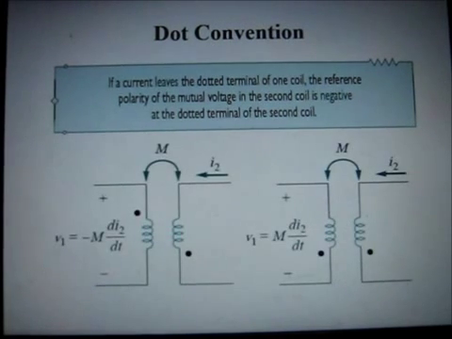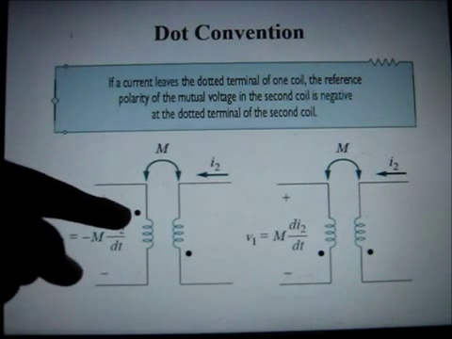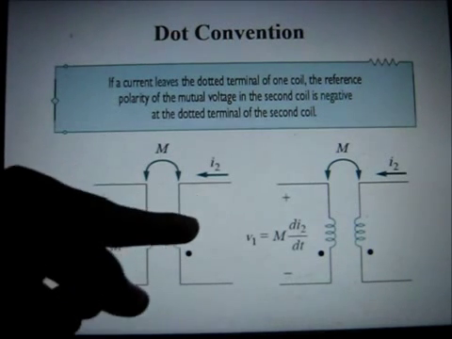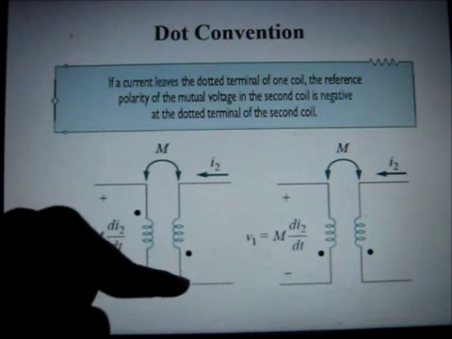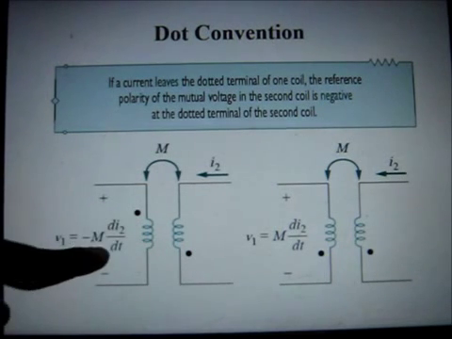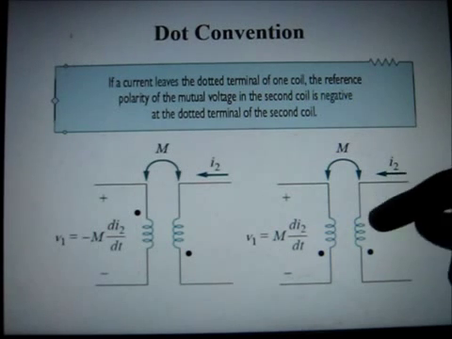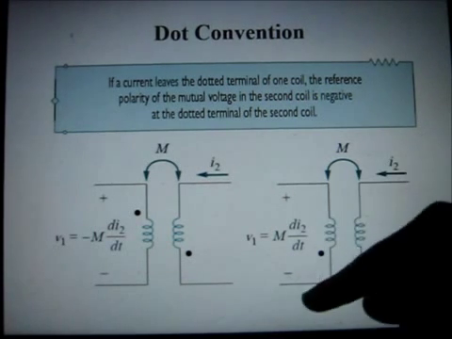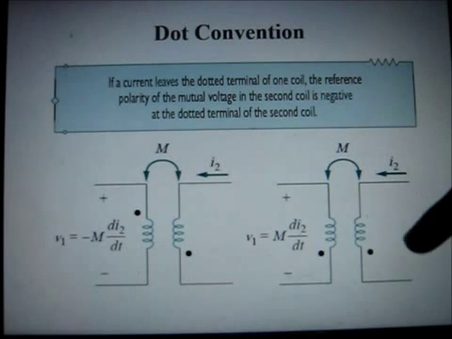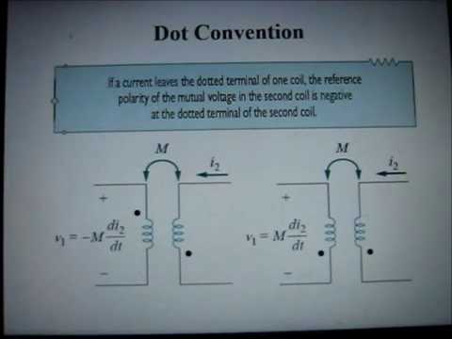Similarly, in this case also you can see the current enters through this dot, but in this case, in the second coil, the current exits through this dot. Hence, this is negative mutual inductance. In this case, both the currents are exiting from this dot. Both are doing the same thing, so it is positive mutual inductance. V1 equals to M di2 by dt. These are just conventions for numerical use.